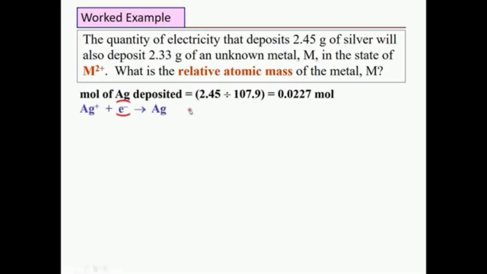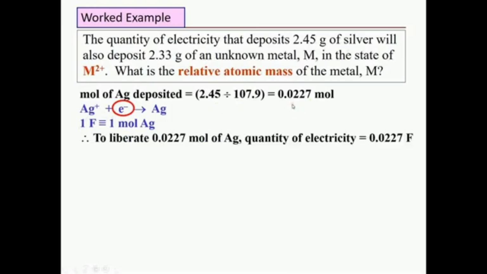The equation to liberate silver is this: 1 mole of silver cation picks up a mole of electron to give silver. So 1 Faraday is equivalent to 1 mole of silver. So for this amount of silver deposited, the quantity of electricity required will therefore be 0.0227 Faraday. Now this amount of electricity is also required to deposit 2.33 grams of the unknown metal M.